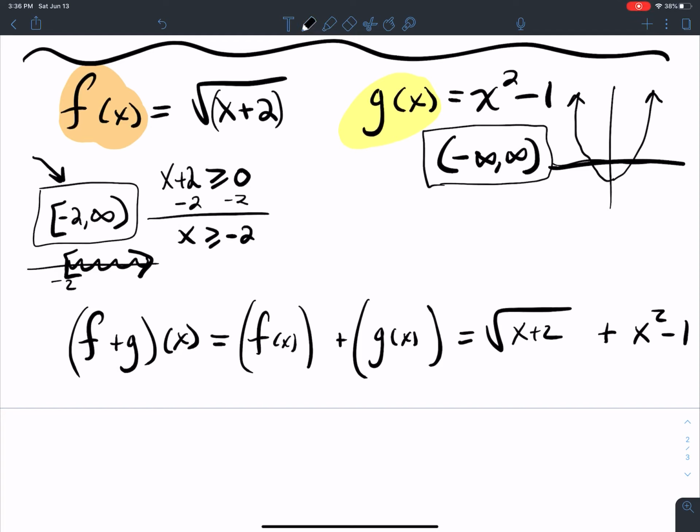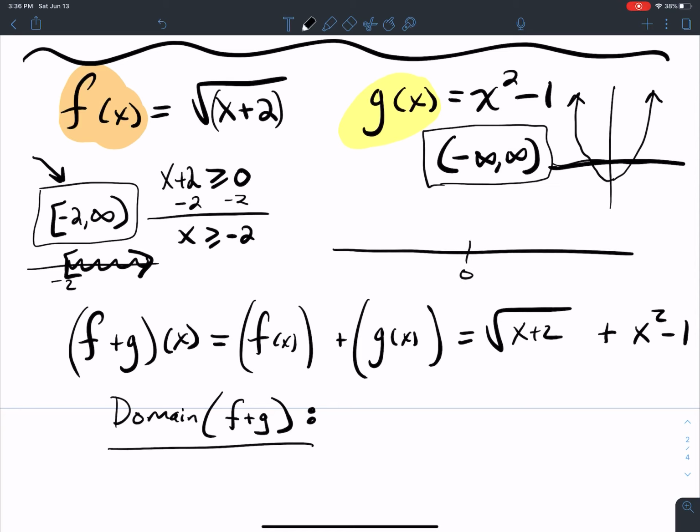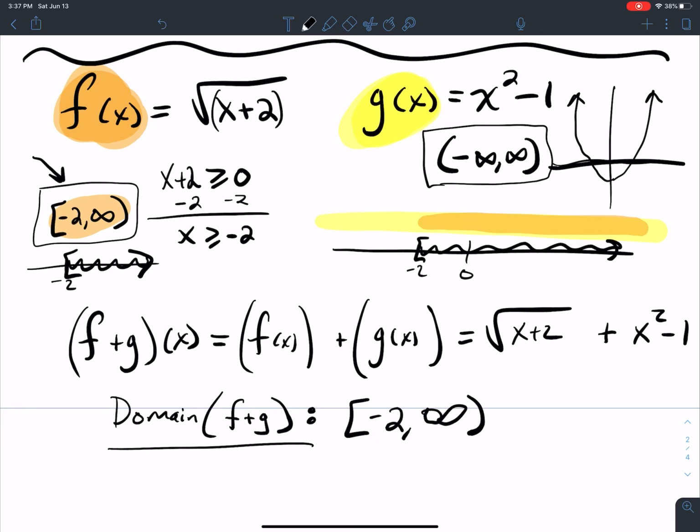Now, the question is, what about the domain of f plus g, right? So what is the domain of f plus g? Well, the domain is the intersection of the two. So if this is my number line here, and I know that my domain for g is all real numbers, but the domain for f is only from -2 to infinity, okay? Then what is the intersection of the two? Well, that is from -2 to infinity. So -2 to infinity is where they overlap.